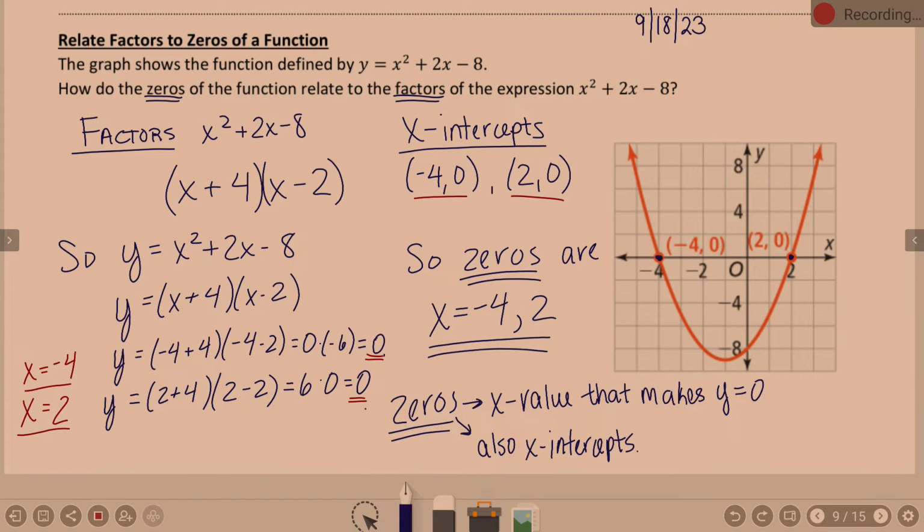Okay? So it's the x value that makes y equal 0. It's also the x-intercept. Okay, so lock that vocab word in, zeros, because we will need that. And I don't want you, in homework, on a quiz, on a test, on something like the PSAT, being like, I don't know what that is, because it's easy to find if you know what it is.